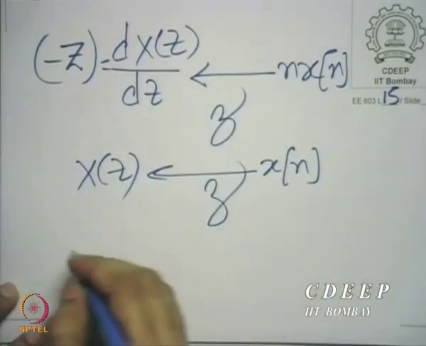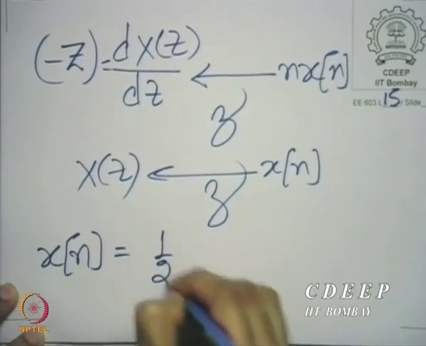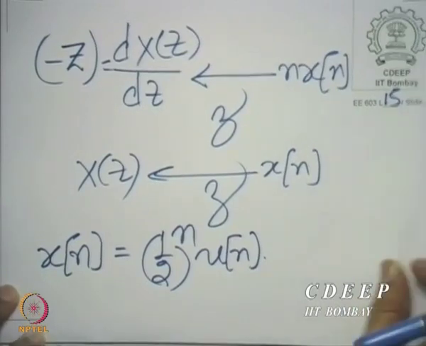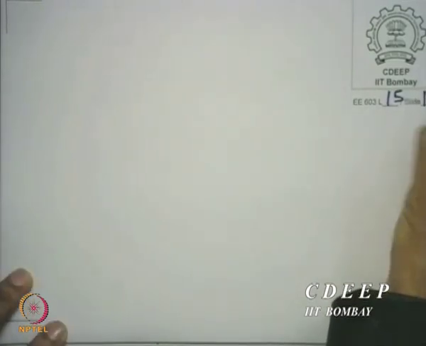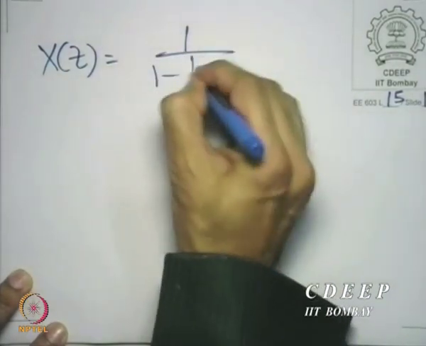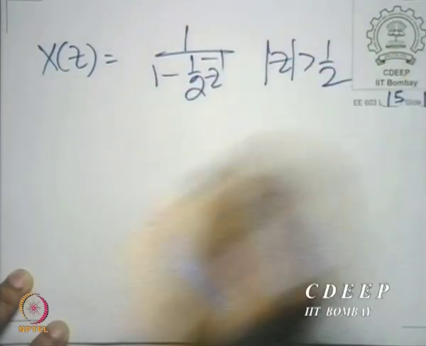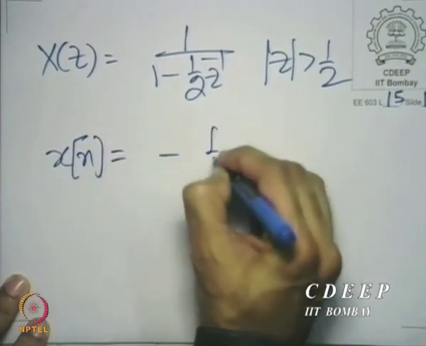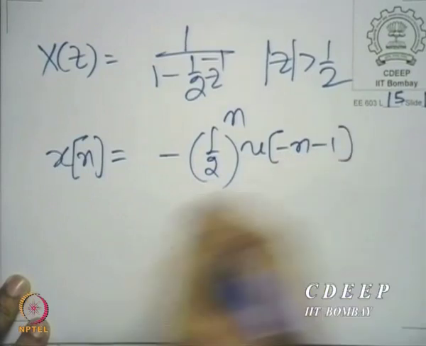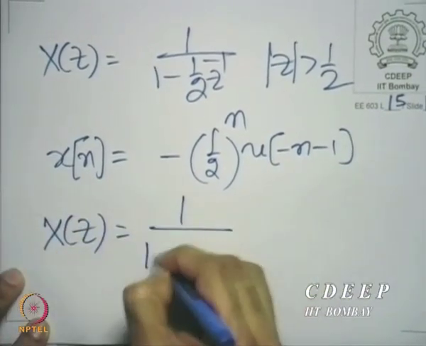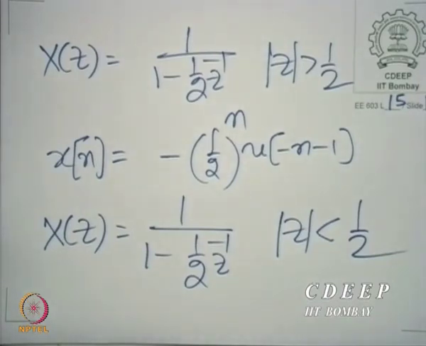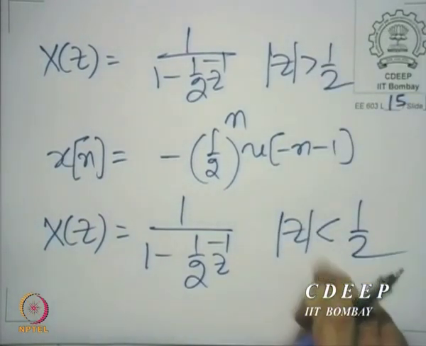And we take the specific x[n] equal to half raised to the power of n, u[n], whereupon we know what the Z transform is. We've dealt with the Z transform before. So X(z) would then be 1 by 1 minus half Z inverse with mod Z greater than half. Of course, we can also take x[n] to be minus half raised to the power of n, u[minus n minus 1], whereupon X(z) would be the same expression, but with mod Z less than half as the region of convergence. So we'll keep both of these in mind. It's not really a cause of worry whether we have this region of convergence or this one after we take the derivative.